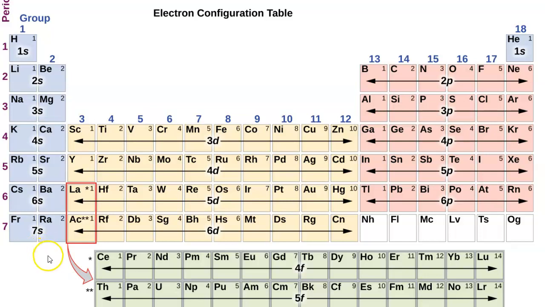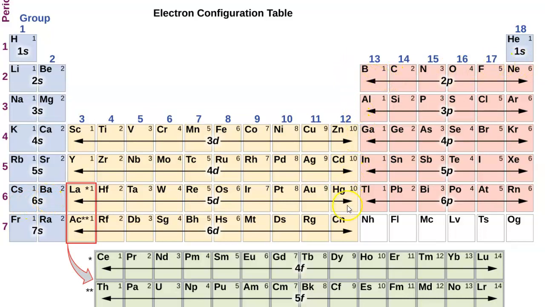How many columns are in the S block of the periodic table? 2 columns. How many electrons can I fit in an S sublevel? 2. That's not by coincidence. So, for example, if I'm dealing with barium, well, I'm in the 6th row in the S block, so 6s. 2 across, 6s2. That simple.